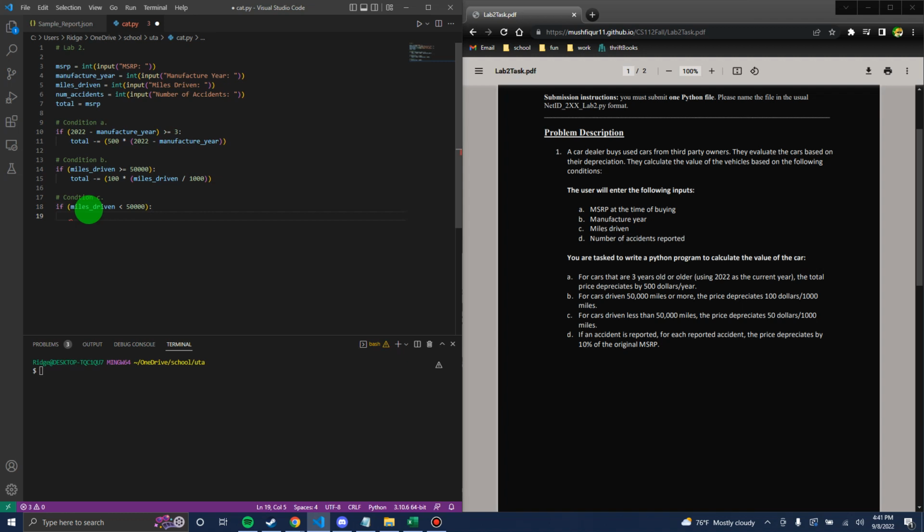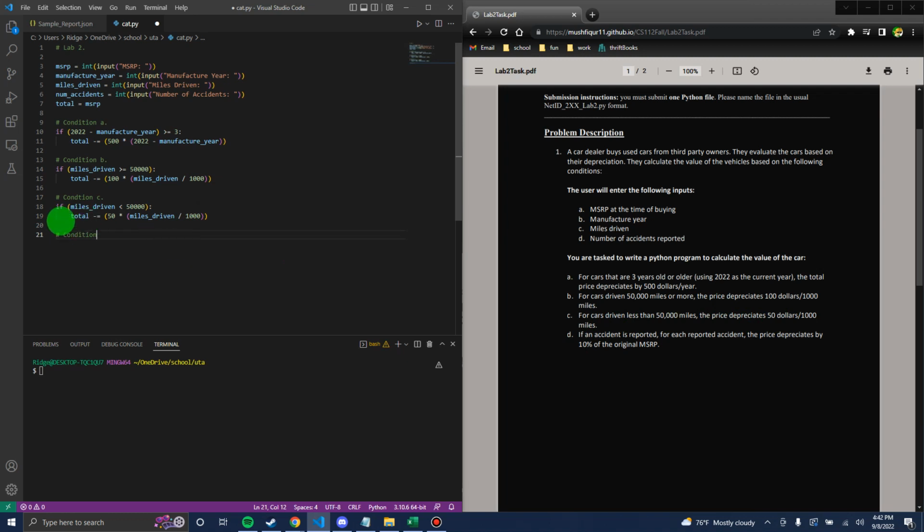So now we are going to go down here and pretty much have the same thing, say total minus equals, sorry about that, except this time $8,000 less. Okay, so this one's $50 or less, or $50 is our amplifier, and then we're going to multiply that by miles driven divided by 1,000 because it's also $50 per 1,000 miles.